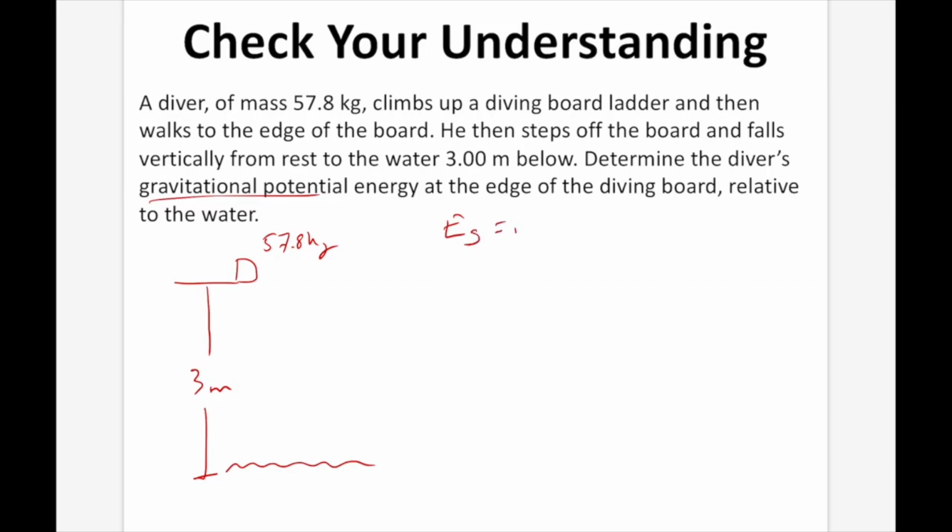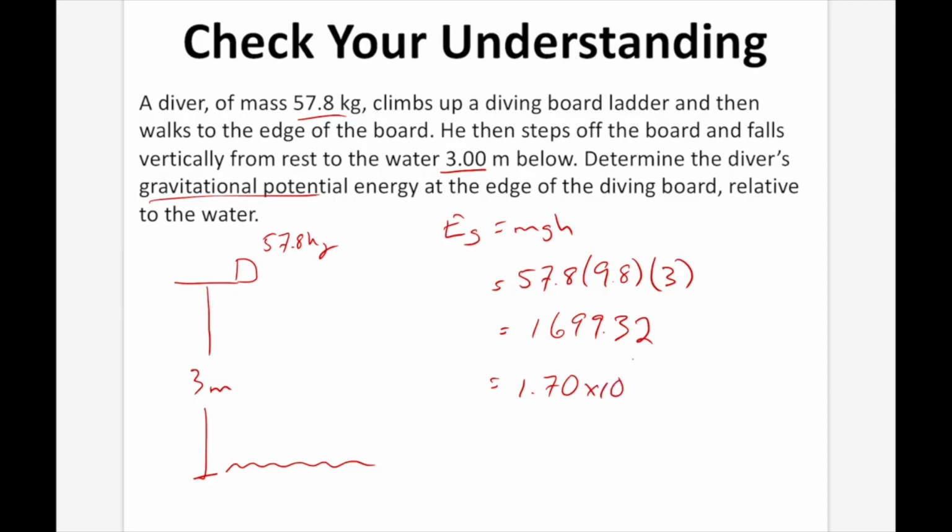So Eg is going to equal mgh. m we're told is 57.8, g is 9.8, and the height is 3. And that equals 1699.32. We need 3 sig digs, so our final answer becomes 1.70 times 10 to the 3 joules.